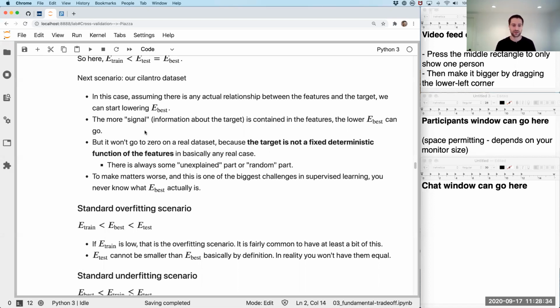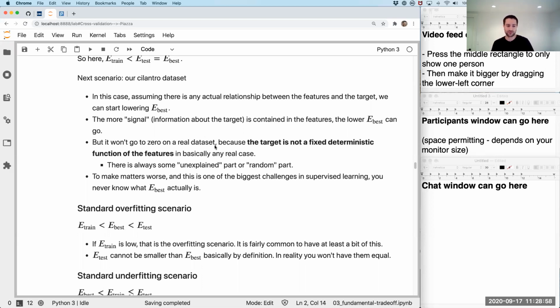And so you can think about that as there is more signal, or more information about the target, the thing we're trying to predict, contained inside the features, which is the things we have in order to make the prediction. And so as the features become more and more rich and more informative about the target, the best we can do on a given problem gets better and better.